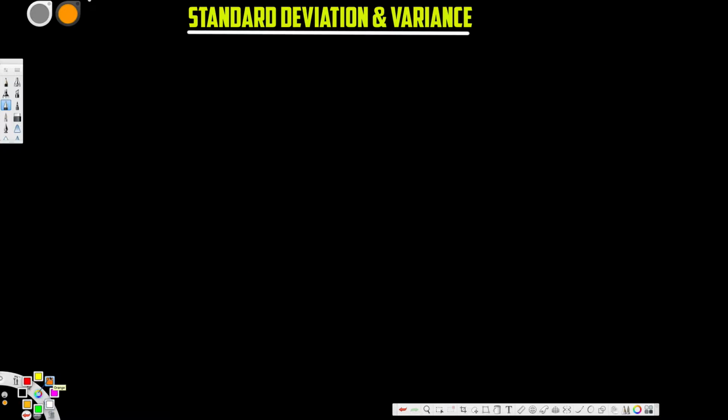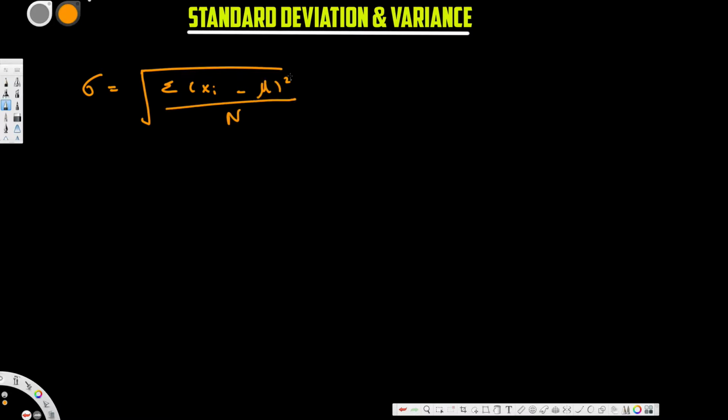Population standard deviation is given by sigma. This sigma is equal to the square root of the summation of (xi minus mean) squared, divided by the number of numbers in the set. Here xi is the points: if you have a set of numbers, every number in the set is a point. For example, if you have 3, 5 and 7, we have 3 numbers in the set. So this is the equation we use to calculate population standard deviation.